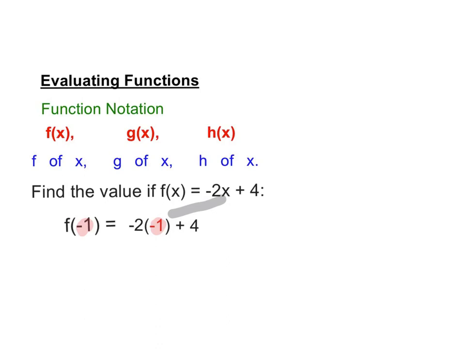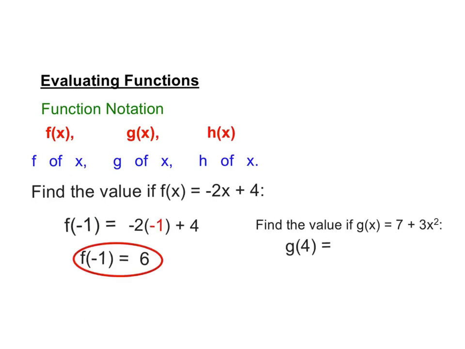What is this negative 2 times negative 1 equal? Positive 2. So this is 2 plus 4, which is 6. Okay? So f of negative 1 equals 6. How many had that right? Very good. Very good. All right, let's look at another one.